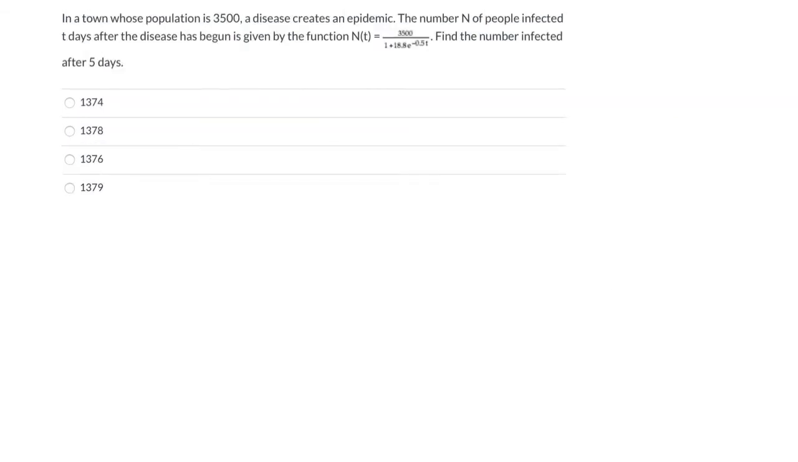Okay, question 3. Population 3,500, epidemic. Interesting questions because we're facing an epidemic right now. So they give you this function here as the thing that tells you how many people are infected after a certain number of days. So the number after 5 days will be equal to 3,500 divided by 1 plus 18.8 e to the negative 0.5 times t, which is 5.